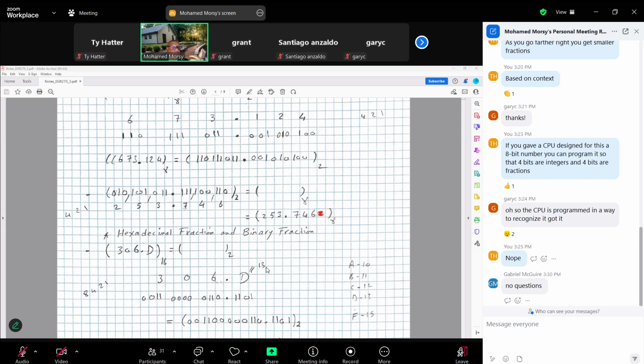Okay, good. After the point here, the fraction point, again the same number is divided into groups. Each group 3 bits. Start from the right towards the left. So 0, 1, 1 is 6, 0, 0, 1 is 4, 1, 1, 1 is 7. So now the corresponding octal fraction is 253.746.